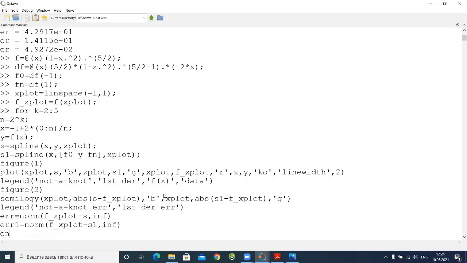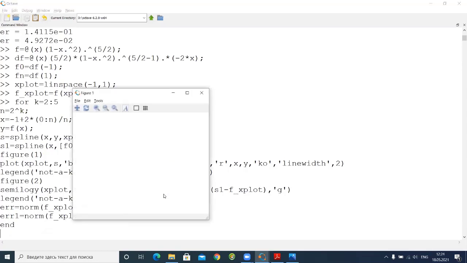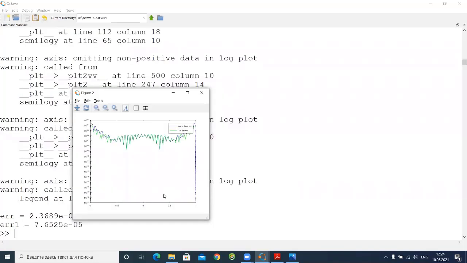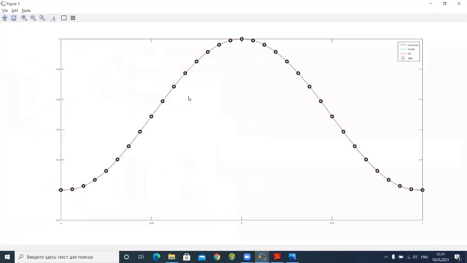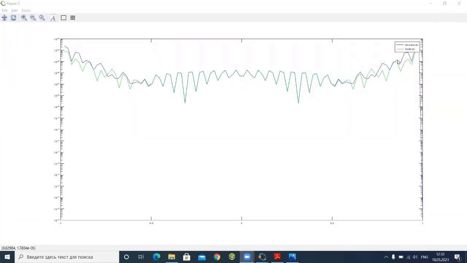And what should we do? Close our loop and so it takes time. Okay, so here we can see now two graphs. Again, this first derivative constraint spline gives more accurate approximation than not-a-not spline. You can see here from this graph also. But they are very close to each other. You can see from this graph also.